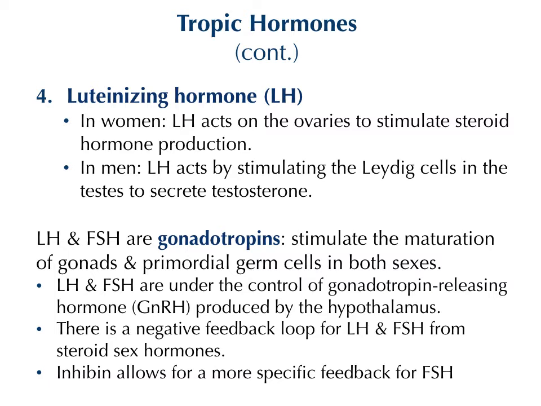LH and FSH are called gonadotropins because they stimulate the gonads, in males the testes and in females the ovaries. They're essential for reproduction, but not essential for life. The principal regulator of LH and FSH secretion is the hypothalamic hormone, gonadotropin-releasing hormone, GnRH.